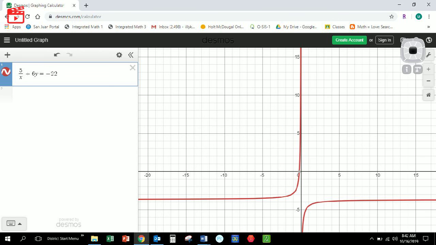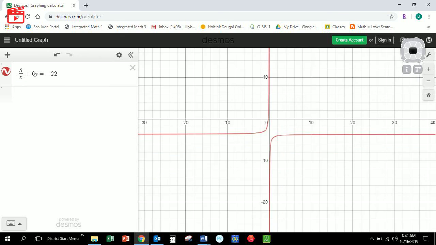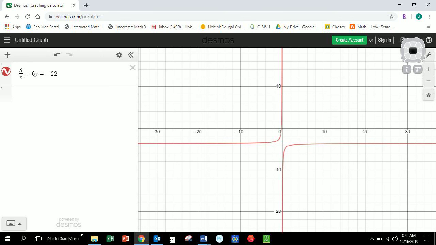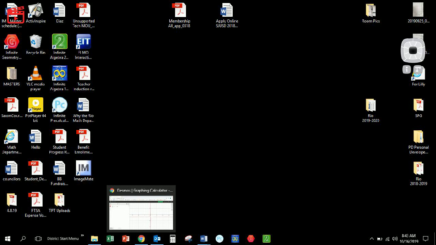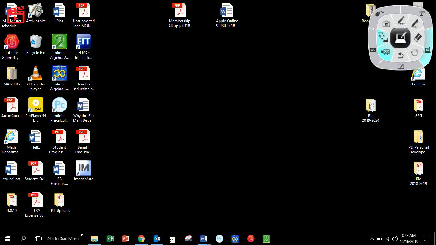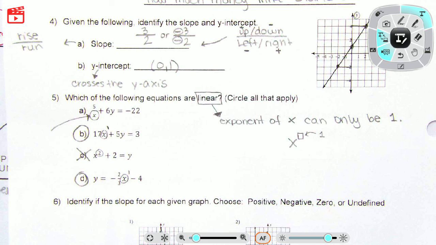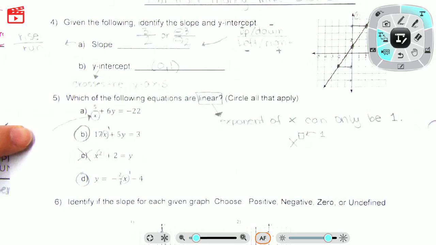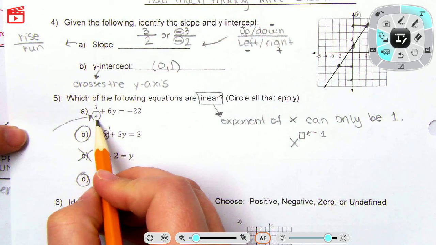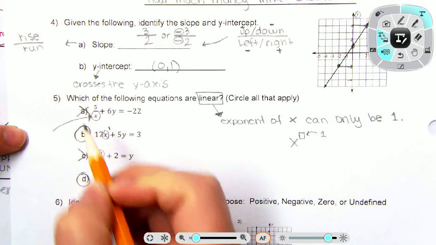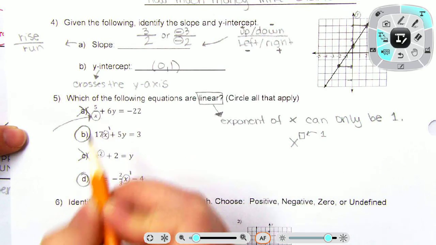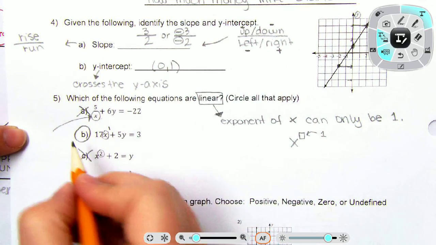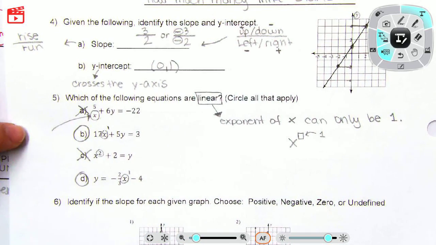I'm going to zoom in a little bit or zoom out. You notice it does something weird. So a linear equation will give you a line. Let's go back here. It's going to give you a line. So this right here, as we saw, unfortunately does not give you a line. It does something weird, right? So this is not a linear equation. Because of that x being in the denominator, it does not form a line, so it is not linear. So the only two answers are B and D.